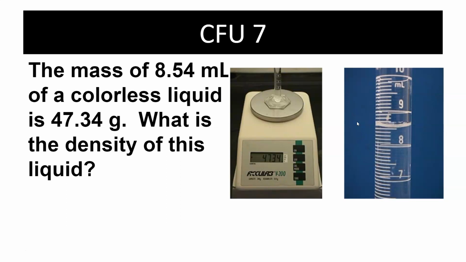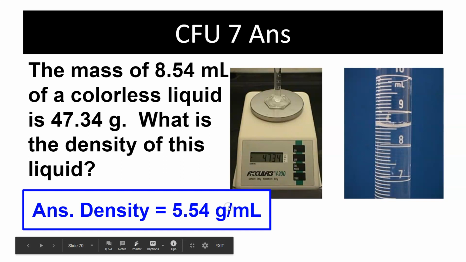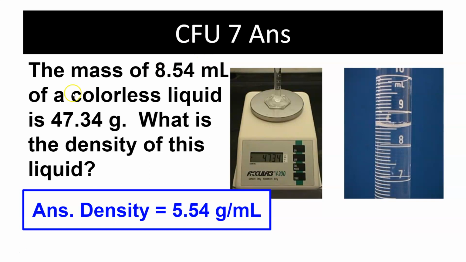Let's try that with this CFU. We have the mass of a liquid and its volume as well. Pause the video now. When you press play again, the answer will be revealed. All right, the answer here is 5.54. Now, if you got a different value, like a value less than 1, you probably divided the volume by the mass. You probably did 8.54 divided by 47.34. So how could you avoid that error? Use your units. The 47.34 grams tells you that that's mass. So you're going to divide 47.34 by 8.54.